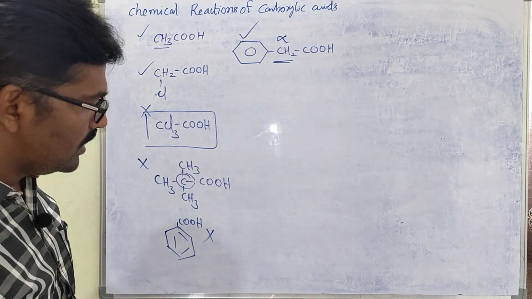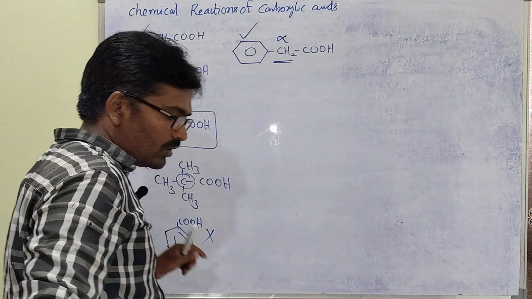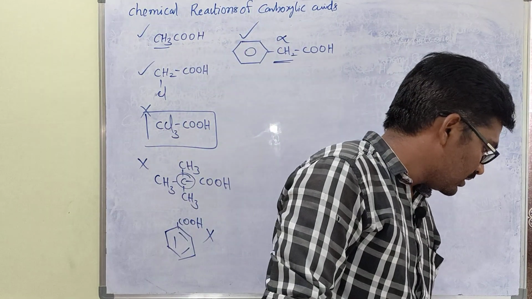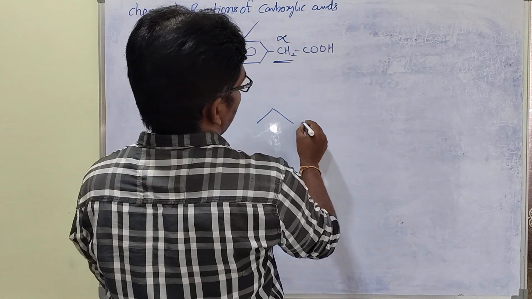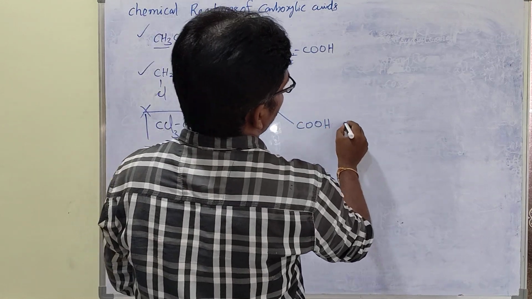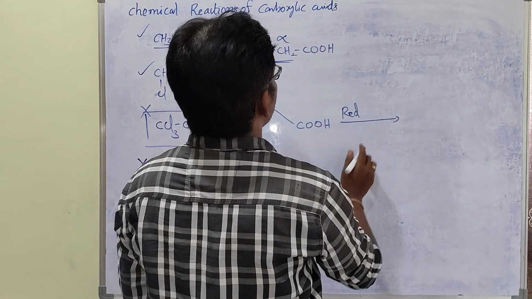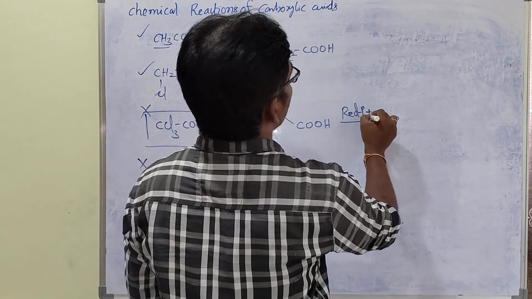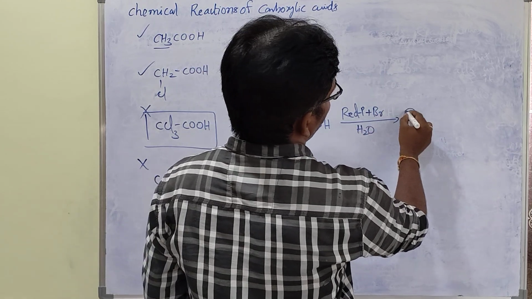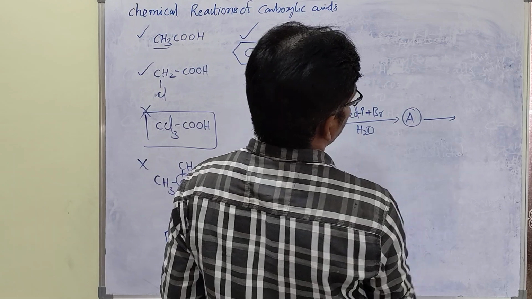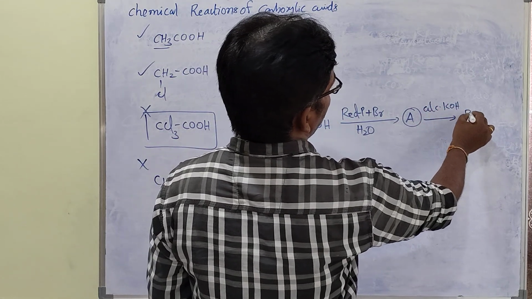Clear? Right. Now, based on this, we'll see one of the applications and what type of questions they ask. Look at carboxylic acid COOH. When it reacts with red phosphorus and bromine, followed by H2O, then A will be formed. When A reacts with alcoholic KOH, they're asking the question, B will be formed.